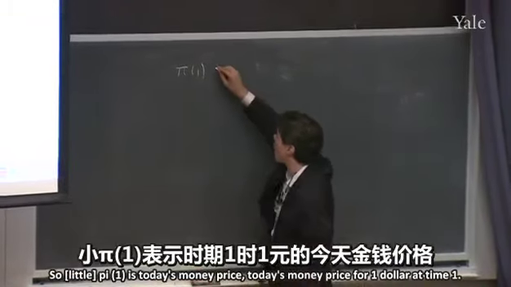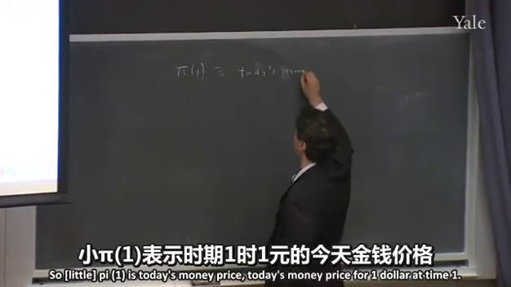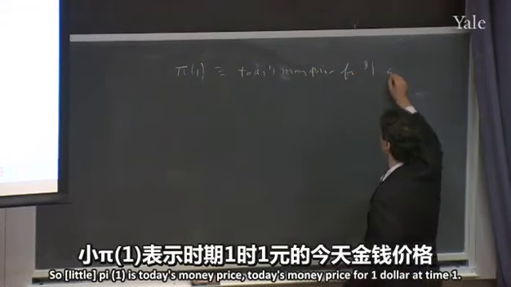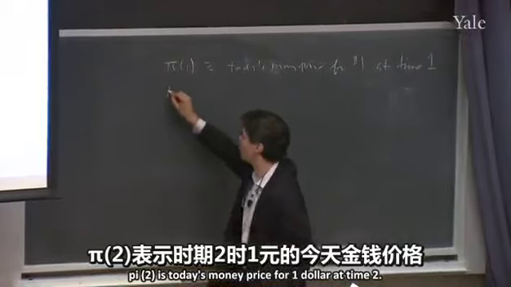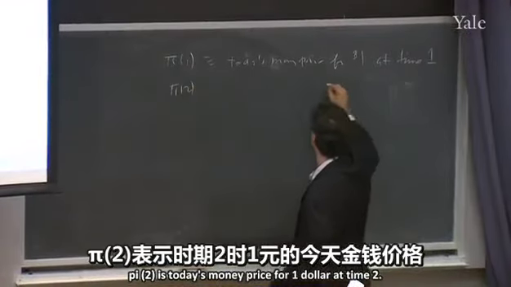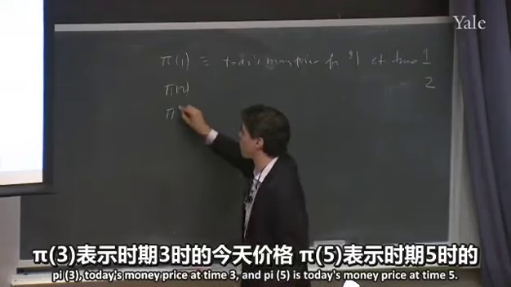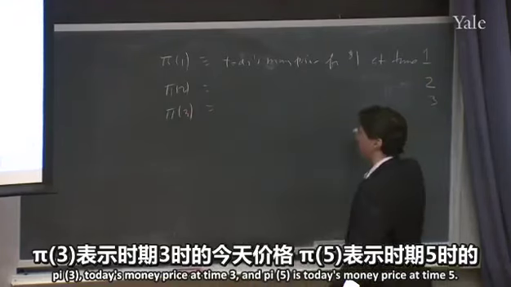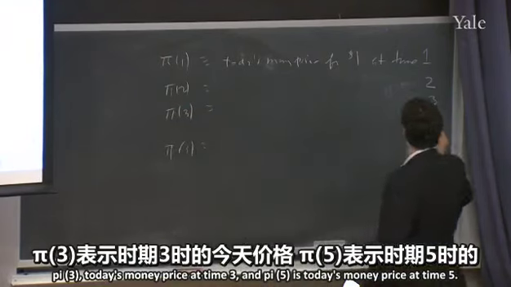So pi 1 is today's money price for $1 at time 1. Okay, pi 2 is today's money price for $1 at time 2. Pi 3 is today's money price at time 3, and pi 5 is today's money price at time 5.